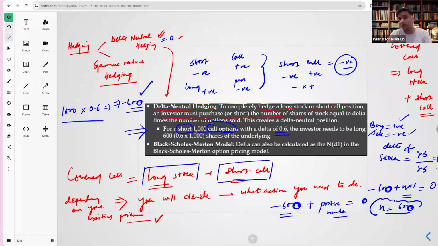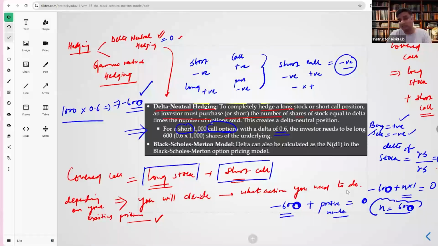So covered call was what? Long stock and short call. Short call was negative. The delta of a stock was what? Del S by del S is equal to 1. So -600 plus a positive number is 0: -600 plus N into 1, so N is equal to 600. Depending on your existing position, you will decide what action you need to do.